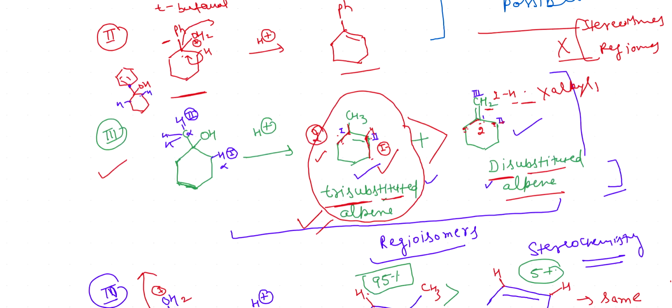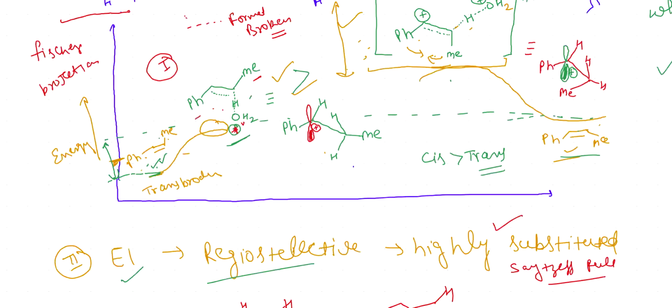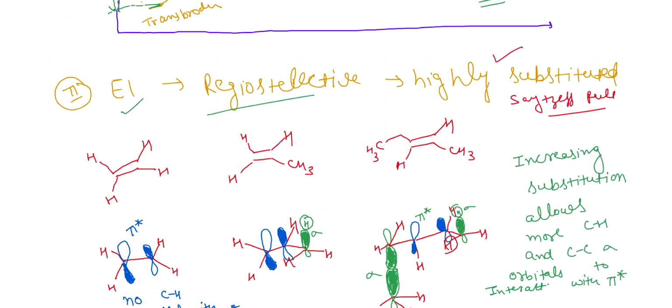So according to Saytzeff's rule, the alkene that will be formed is the one which is highly substituted. So let's understand why the highly substituted alkene will be formed. Clear? I have chosen three alkenes. This is a simple alkene, ethene. In this, carbon number 1 and 2 together have 4 hydrogen atoms. And this is the second example, propene: 1, 2, 3. In this, carbon number 2 is attached to one alkyl group.